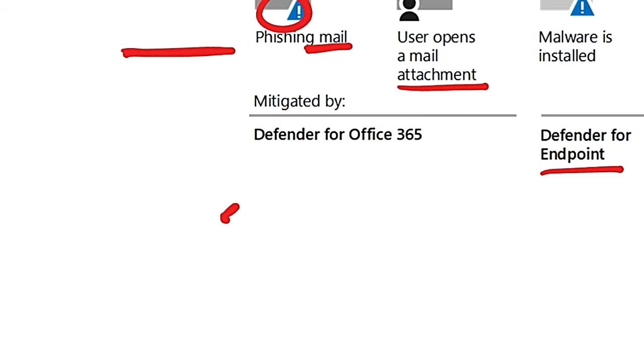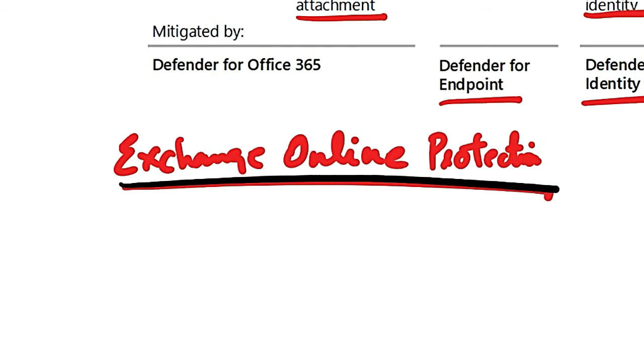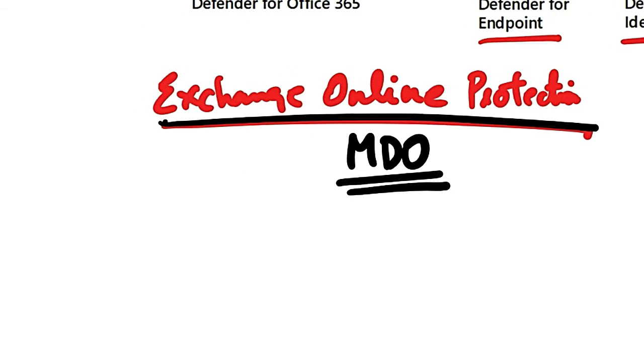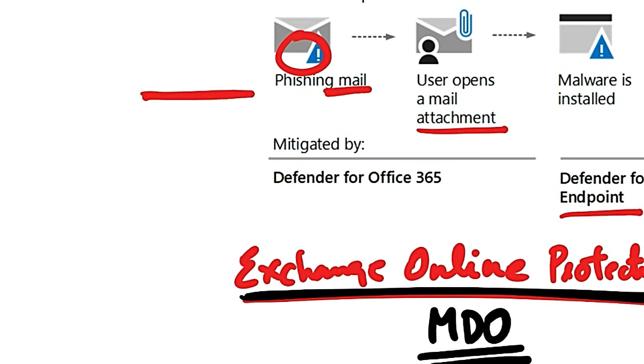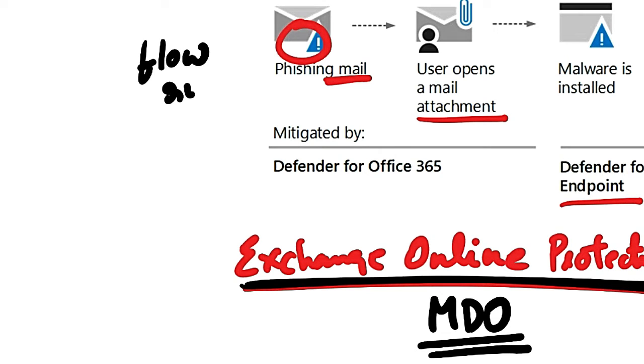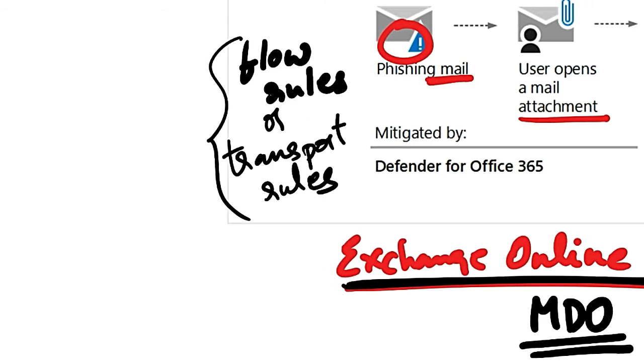First is that there is Exchange Online Protection. Exchange Online Protection is part of MDO, that is Microsoft Defender for Office 365. Exchange Online Protection can detect the phishing email. And once it detects the phishing email, it uses flow rules. These are also called transport rules. These rules are used to make sure that the phishing email never even goes to the inbox of that employee.